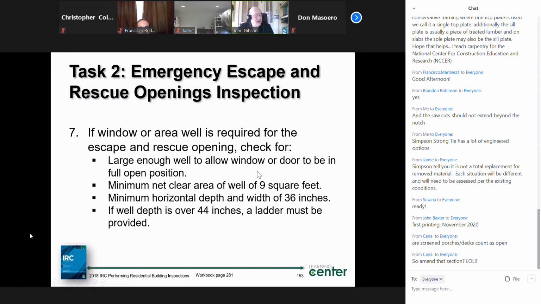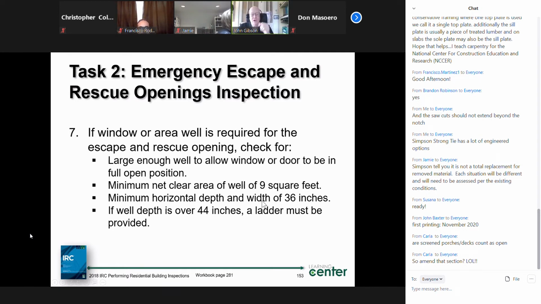We want to check that on the area well concept, that's the outside when we're below grade, that we've got clearance there, 9 square feet of area, at least 3 feet in minimum dimensions. And once we are deeper than 44 inches, then it has to have a permanent ladder, or it's got to have some kind of step arrangement that comes out of it.